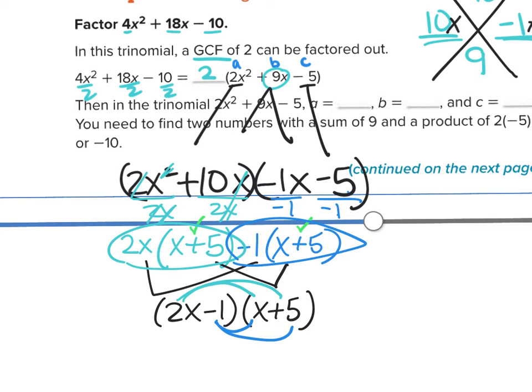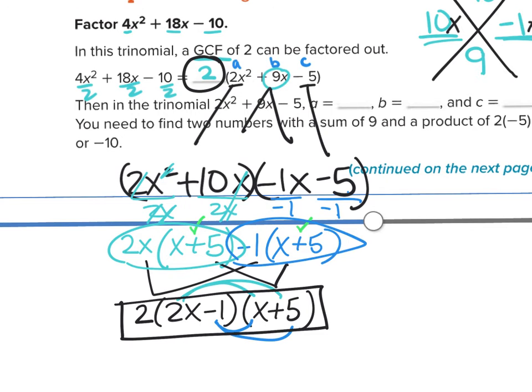Oh, one last thing on that, sorry, almost forgot. We factored out that common factor of 2 at the very beginning, so I have to be sure to include that here at the bottom.